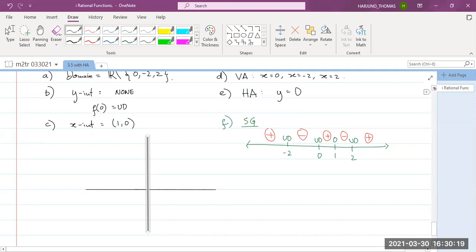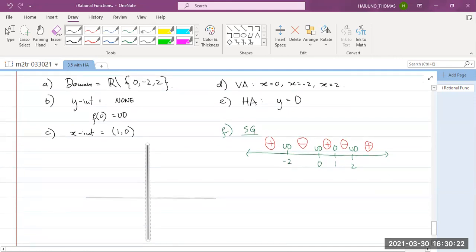We have horizontal asymptote y equals 0, which is the x-axis, right? Vertical asymptotes, we have x equals 0, which is the y-axis, x equals 2, and x equals -2. X-intercept 1, 0.